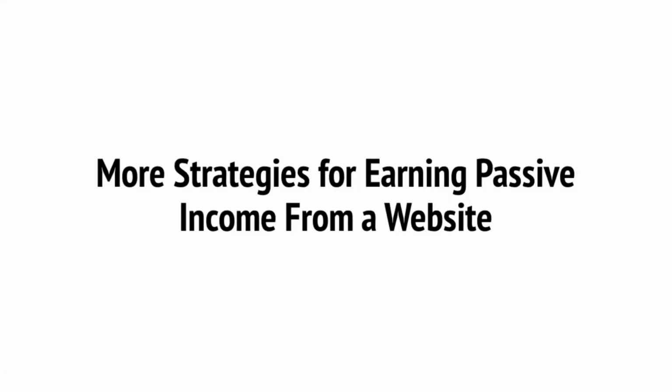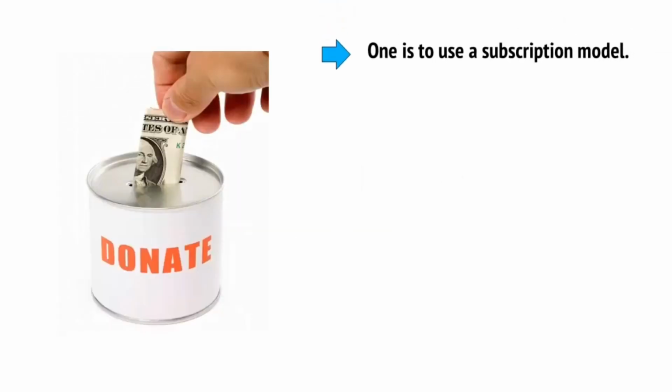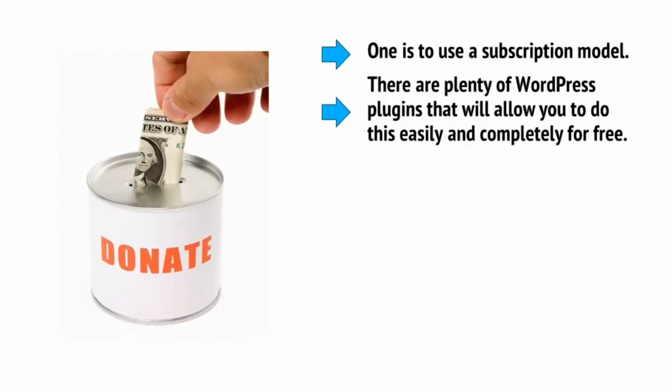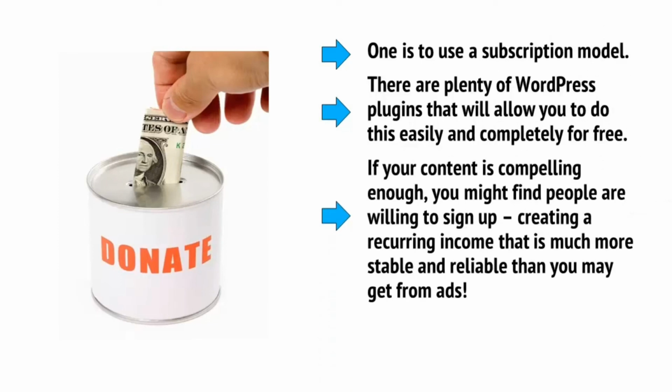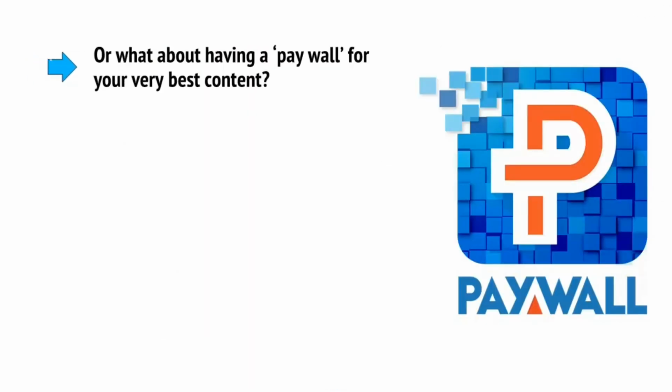There are other ways you can earn even more truly passive income from a website too, if you so wish. One is to use a subscription model. Now, there are plenty of WordPress plugins that will allow you to do this easily and completely for free. If your content is compelling enough, you might find people are willing to sign up, creating a recurring income that is much more stable and reliable than you may get from ads. Even donations can work as a business model. Or what about having a paywall for your very best content?